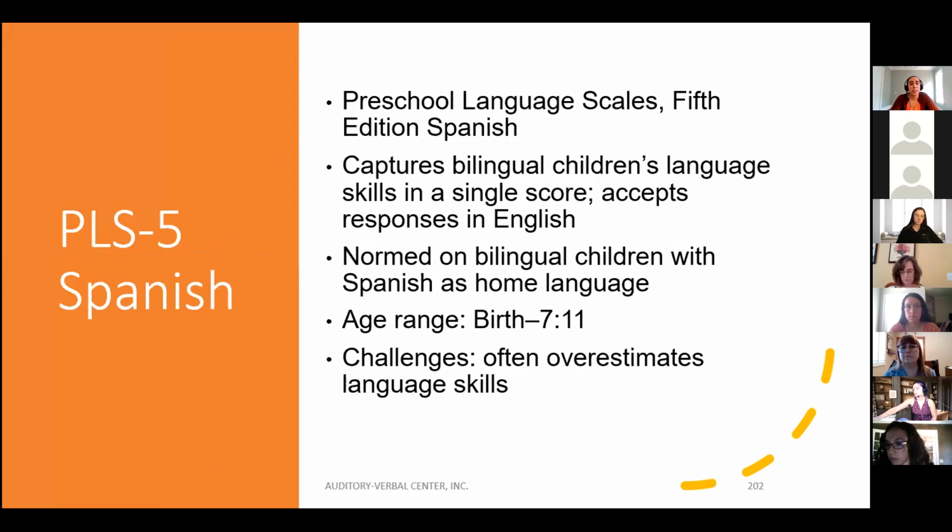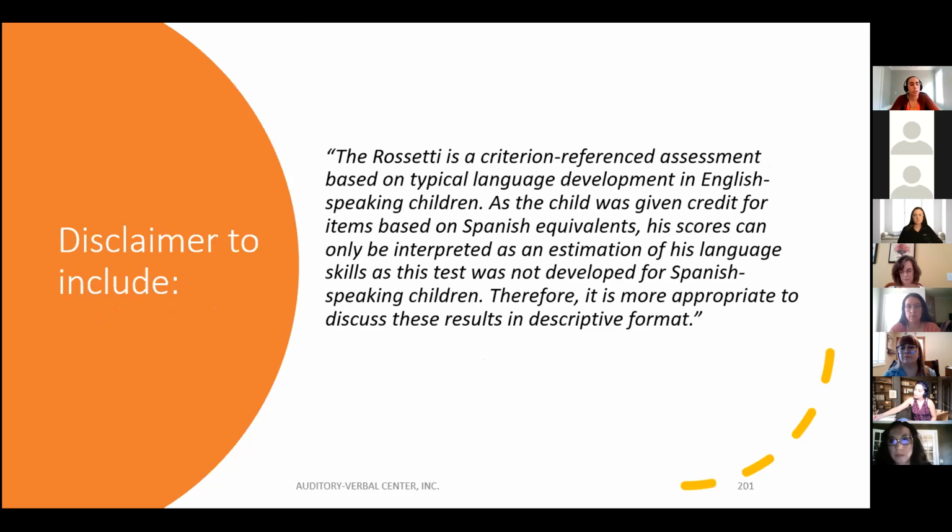The PLS-5 Spanish, or our clinic actually still uses the PLS-4 Spanish. That is normed on younger children, but I find that it far overestimates language skills and gives credit for play skills, for nonverbal communication, especially early on. And for a really young child, I don't think it's very accurate. And so for a child under the age of 3, I'll use more of the REEL and the Rossetti.